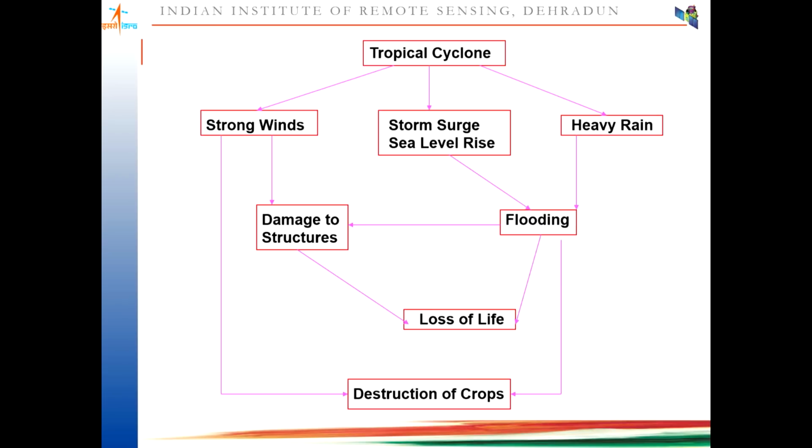Strong wind creates a lot of damage to structures, and also a lot of destruction of crops. With storm surge, the sea level rises, the water comes up and inundates the near coastal area, so there will be a lot of flooding, and flooding will cause lots of damage to structures. Damage to structures and flooding will cause loss of life. Heavy rain also causes flooding, and finally flooding will cause destruction of the crops. So you can see that one tropical cyclone is causing a lot of havoc in the area: damage to structures, flooding, loss of life, destruction of crops.